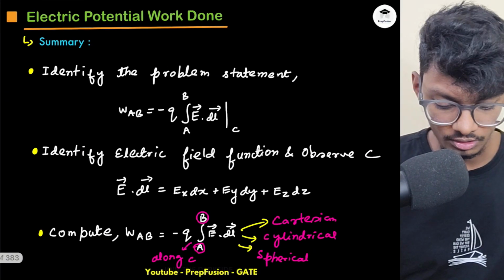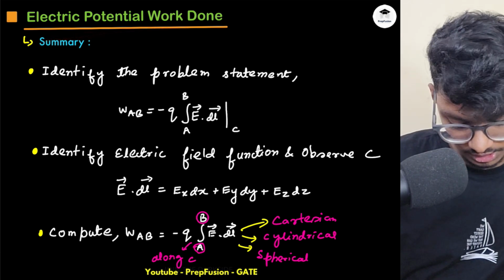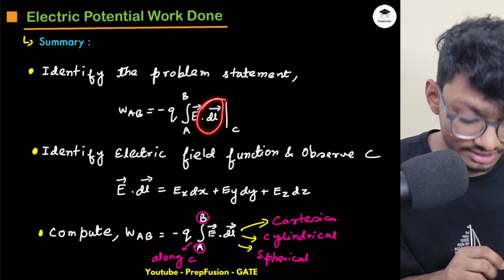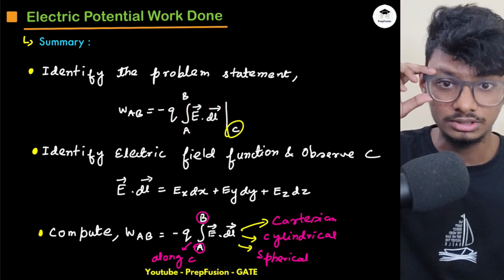So in summary, for you to compute work done, what do you need to find out? Electric potential, work done. Identify the problem statement. You have to identify what is E, what is dl, along what curve they have told. So this portion is very important. Right now they have told me along the straight line.